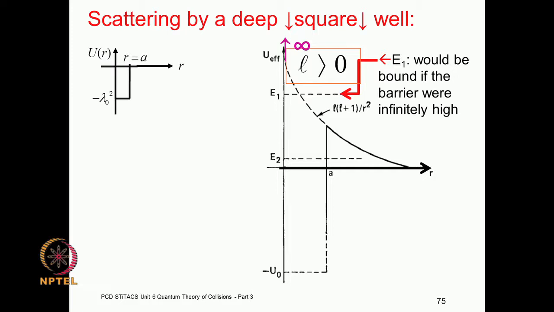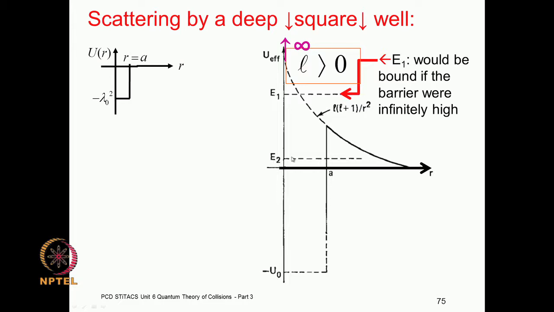Now, what is happening is really interesting. If you consider collision of a certain projectile by this potential, let us say that the energy of this projectile is E1. It could be E1, it could be E2, it could be E3 and whatever. If you consider a particular energy like E1 as you see in this figure, then a particle with this energy would not have a chance of being bound unless the barrier was really high. It needed to be high enough, and if the barrier was infinite, then of course you could have trapped it inside. So this would not be a bound state.